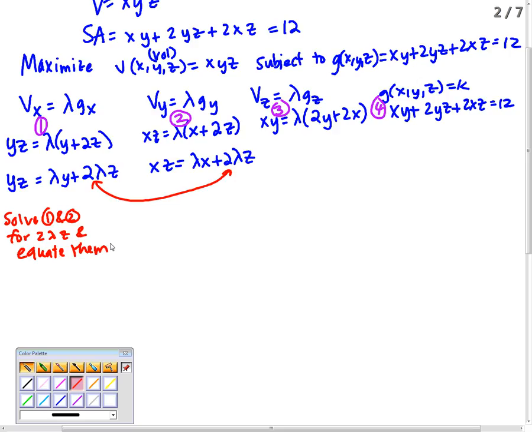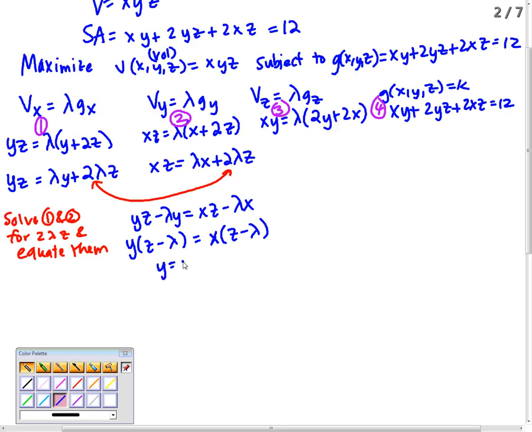So yz minus lambda y equals, okay, hang on, lambda x. Okay, y times z minus lambda. This is what I want to do. Equals x times z minus lambda. So you're solving for z minus lambda. So y is x, as long as z is not equal to lambda.